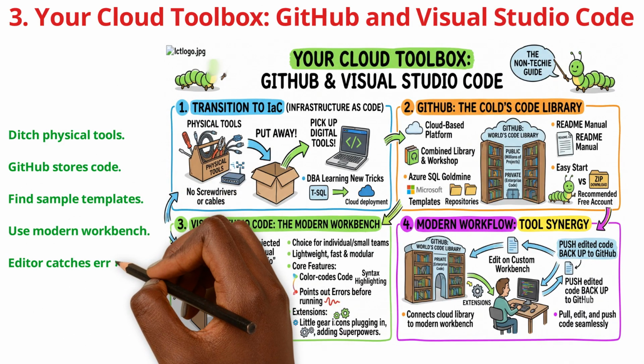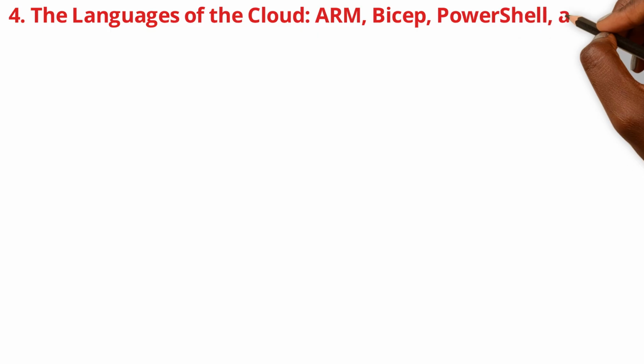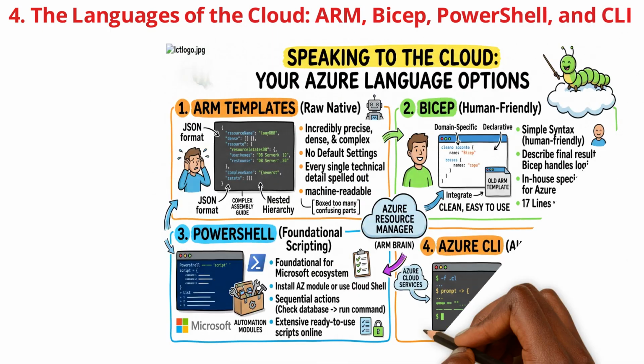To embrace infrastructure as code, we must trade our physical screwdrivers for a digital toolbox. First, we need a library to store and share our work. That's GitHub, the world's standard code repository, filled with templates and examples to jumpstart your projects. Next, we need a modern workbench to actually write that code. Enter Visual Studio Code. It's a fast, lightweight editor that color codes your text, catches errors instantly, and links seamlessly right back to GitHub.